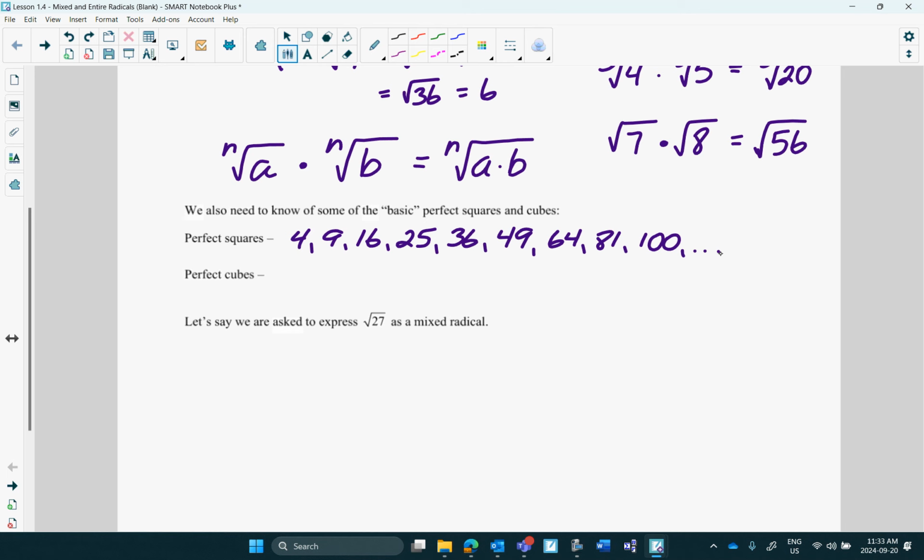Now, perfect cubes past 1. What's the next perfect cube higher than 1? 8, because 2 times 2 times 2. 27 because 3 times 3 times 3. 64 because 4 times 4 times 4. One more, 125 because 5 times 5 times 5. And it keeps going, but we don't need to know the ones that.